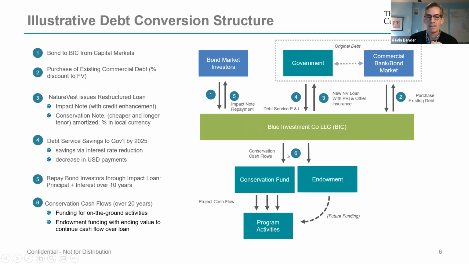And on the bottom side is the conservation. So this is the impact note that we get from the government to pay back the bondholders. And then there's another note that just goes through, and that's the conservation note. And that either pays directly on a semi-annual basis to the conservation trust fund for the projects and finances the endowment to go forward. So the conservation trust fund works in the sense that we don't know what the projects will be. We put in guidelines as to what they're available to invest in, but anybody can go to the conservation trust fund and finance projects that meet our criteria on marine conservation.